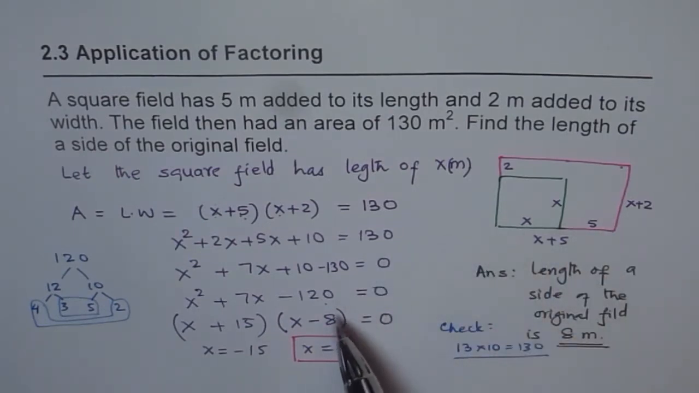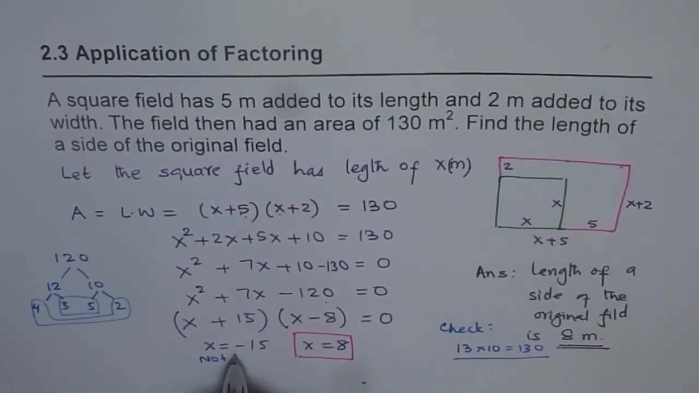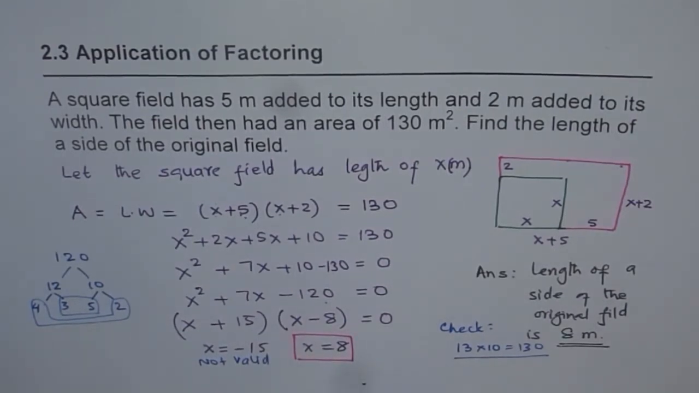We adopted factoring techniques to solve a trinomial, which was x squared plus 7x minus 120 equals to 0. Now, you have to consider only valid answers. X equals to minus 15 is not valid, right? So this one is not valid. Therefore, we stuck with x equals to 8, and that gives us a possible solution.